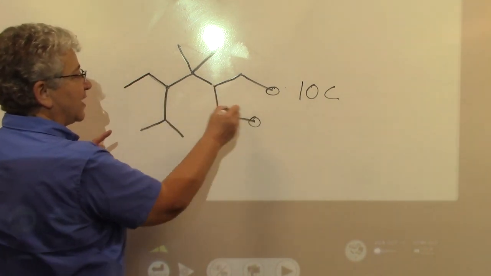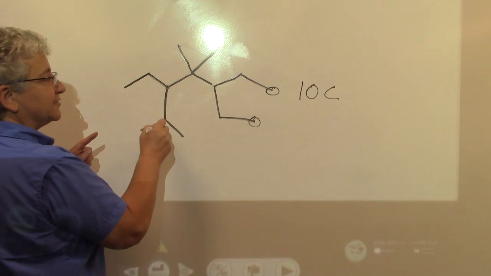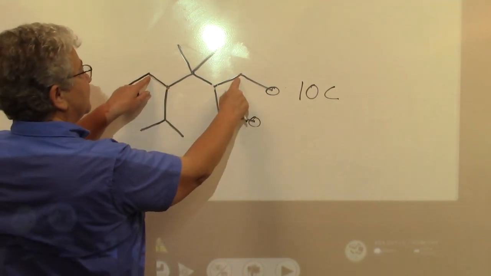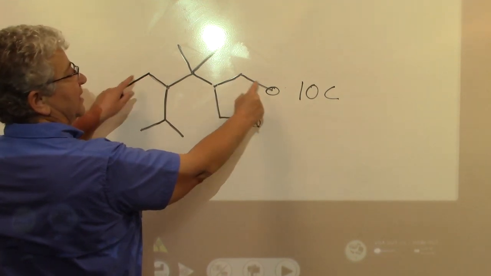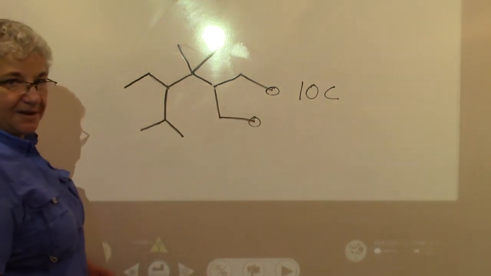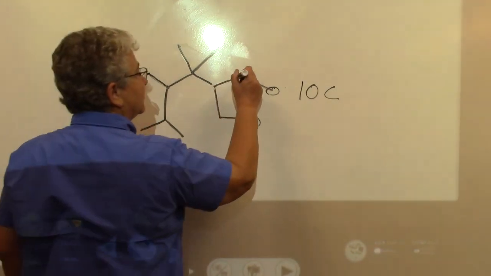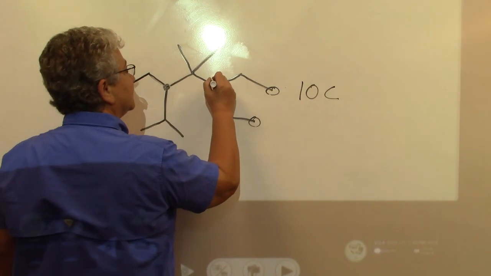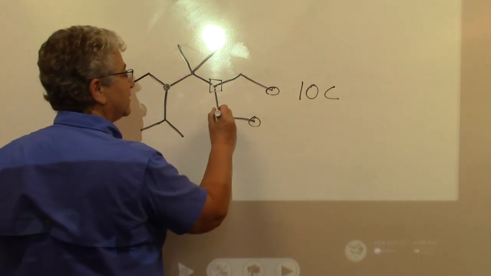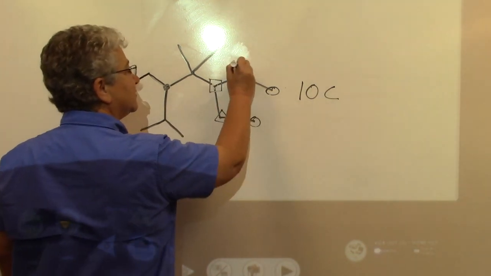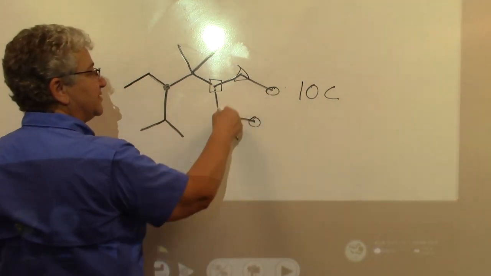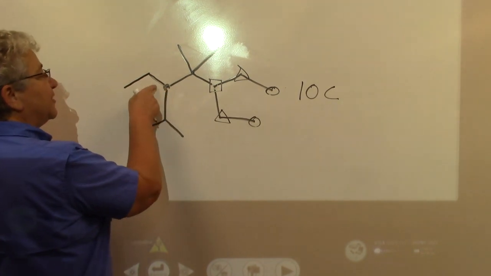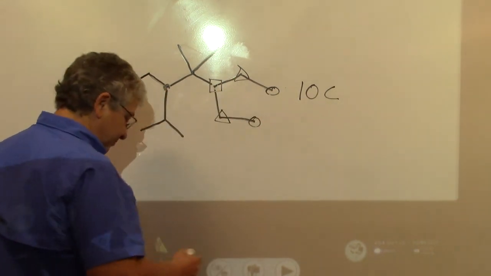This carbon has 2 ethyls. This carbon has an ethyl and an isopropyl. So if these 2 carbons aren't the same, then these 2 carbons aren't the same, and those 2 carbons are not the same. And so I'll use a square, and I'll use a triangle. Right, so these 2 are the same and these 2 are the same, and this one's different and it's different from this one. And we know that this ethyl group is different from those ethyl groups.